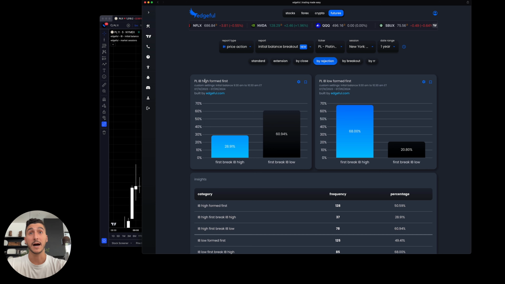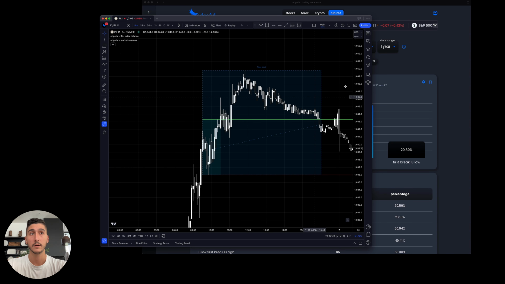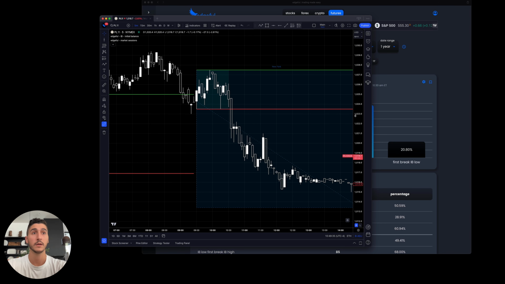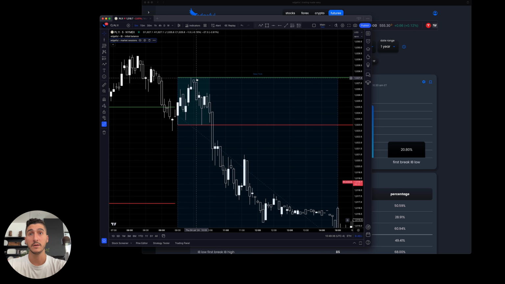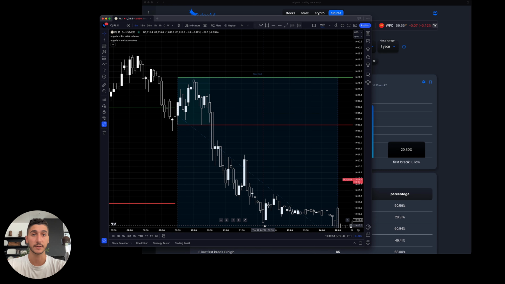So when the high is formed first, you can see that almost 61% of the time, price will break the low first. So let me try to find an example quickly. So here, perfect. You can see very clearly that the high was formed and then the low was formed here. Then you can see that the first break will be the low when the high is formed first. So in that case, you can expect price to reject.